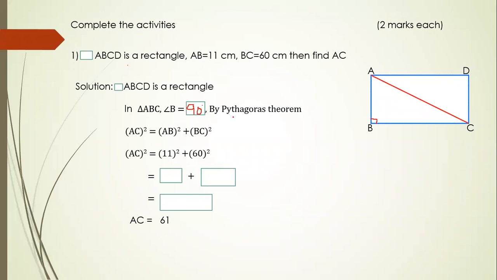Okay. By Pythagoras theorem. Now, since it is a right angle triangle, they have applied Pythagoras theorem in this. And we know that Pythagoras theorem is hypotenuse square is equal to one side square plus other side square. So in this triangle, that is triangle ABC, AC is a hypotenuse. So here it is written as AC square is equal to AB square plus BC square.